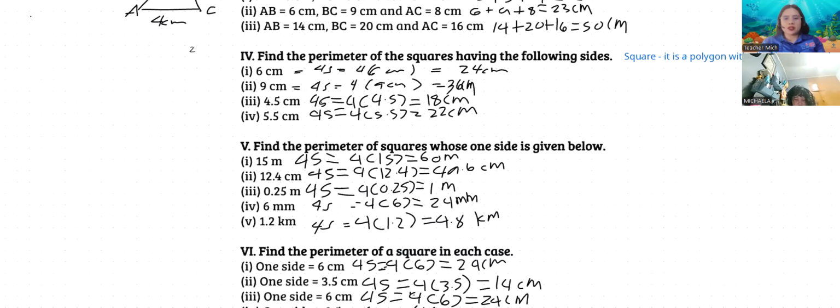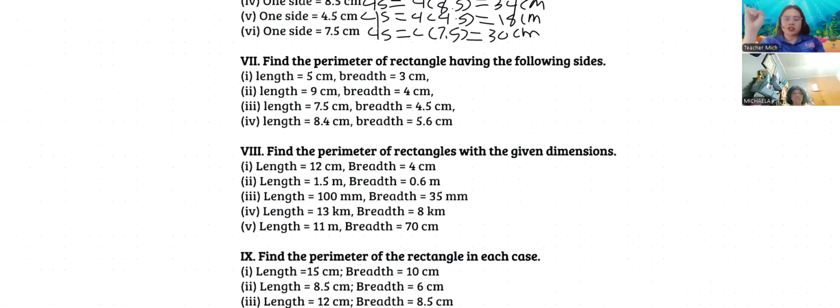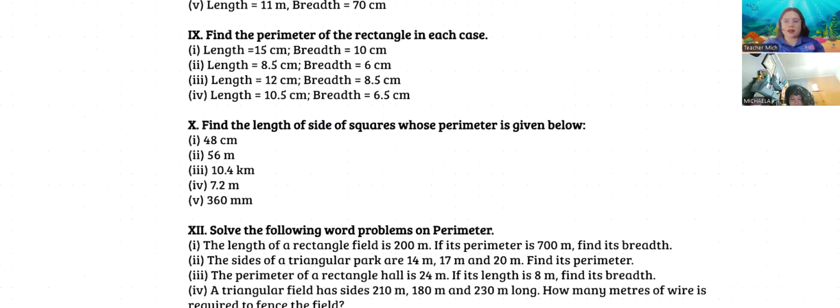Okay, so let's continue later. This is about rectangle and then a problem involving the perimeter of a triangle, square, and a rectangle.